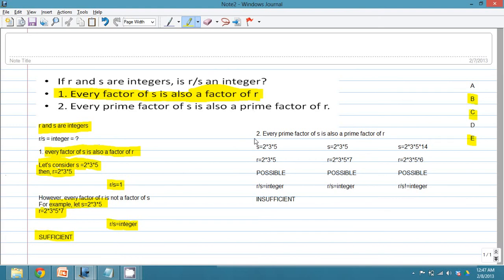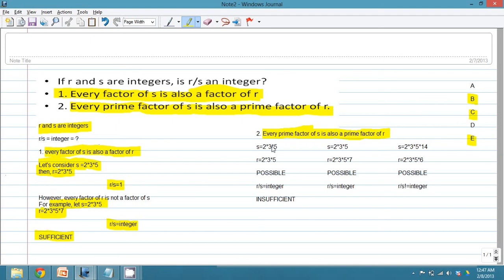Now let's evaluate the second option. Every prime factor of s is also a prime factor of r. So what does this tell us? This can have multiple scenarios. If you see, actually this particular option is a subset of the first option. Every prime factor of s is a prime factor of r. What about non-prime factors? They need not be factors of r. They could be just factors of s. They could be just factors of r.